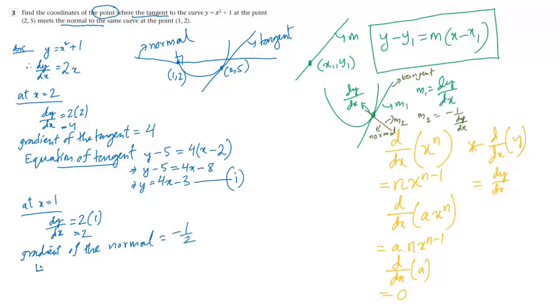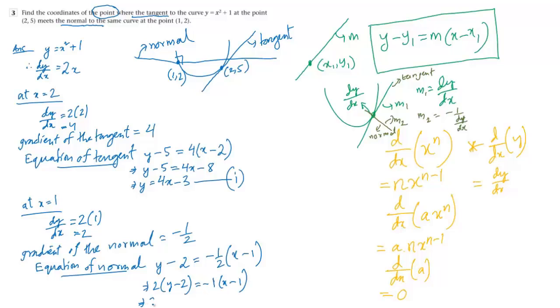Now we have to find the equation of the normal. The equation of the normal is going to be the same as any other line. We're calling it the normal line. So it's going to be y minus y1, which is 2, equals m, which is minus half, times x minus x1, which is x minus 1. Let's cross multiply. 2 into y minus 2 equals minus 1 into x minus 1. So we have 2y minus 4 equals minus x, and minus 1 into minus 1 is plus 1, so minus x plus 1.